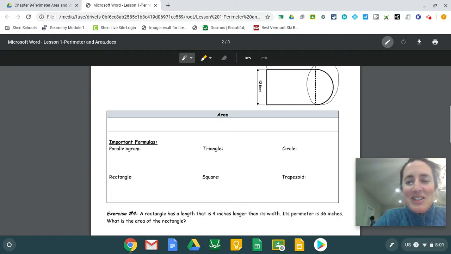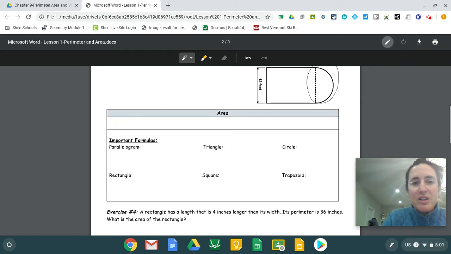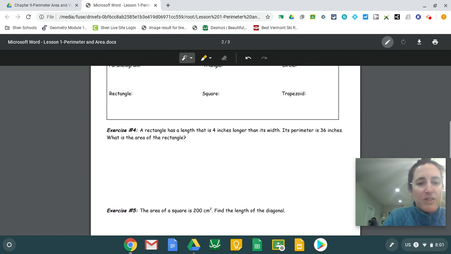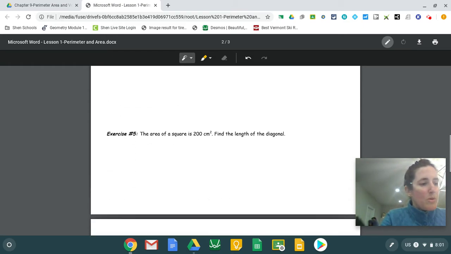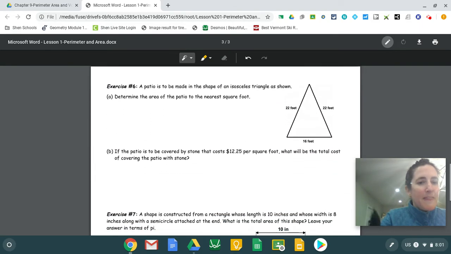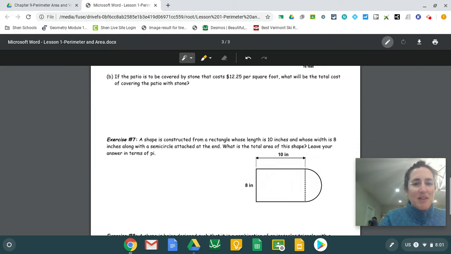Area is the amount of space that is enclosed inside of a figure. So instead of going around the figure, we're going to enclose the inside of a figure. There's a whole bunch of formulas that we'll need to know: parallelograms, triangles, circles, rectangles, squares, and trapezoids. Please see the completed note sheet to fill in your formulas. Let's find a good example to start with. I think a really good example is all the way back here at example 7.